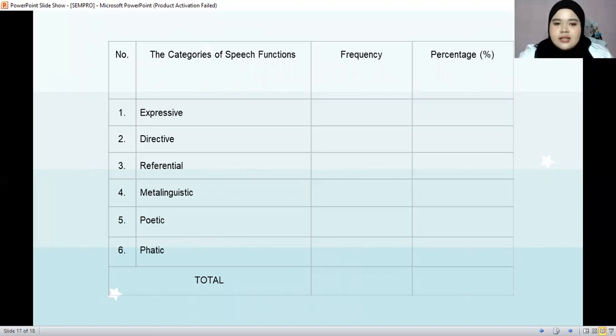After I get all the data, I count the frequency and the percentage of the utterances, and this is how I will find the most dominant category of speech function that Suhail Salim used. After that, we get the total frequency and the percentage.